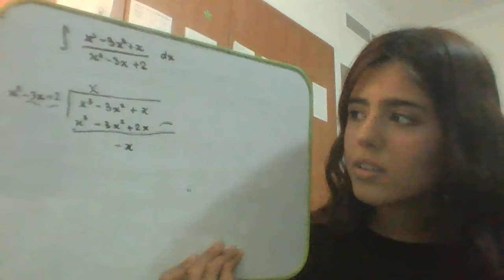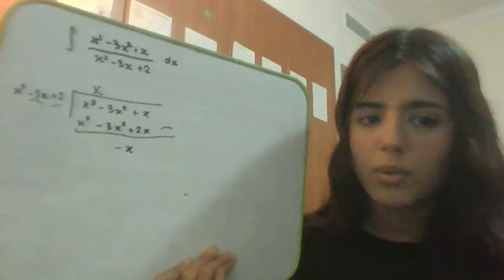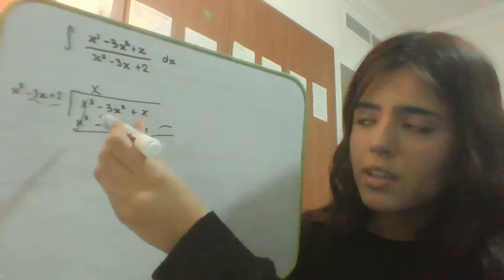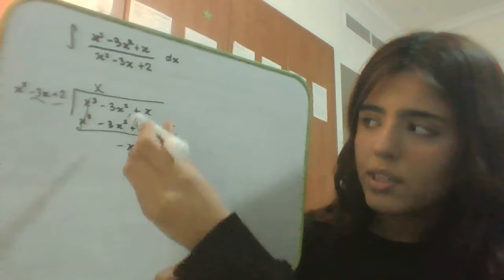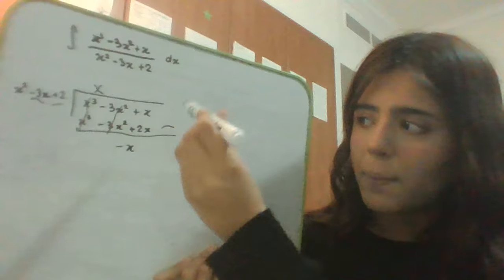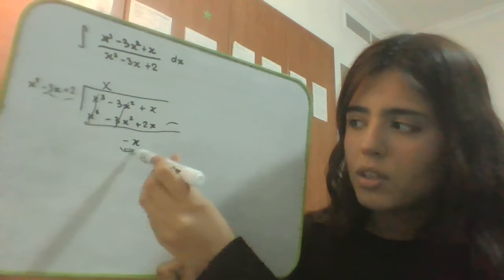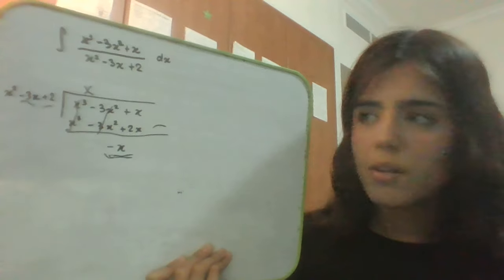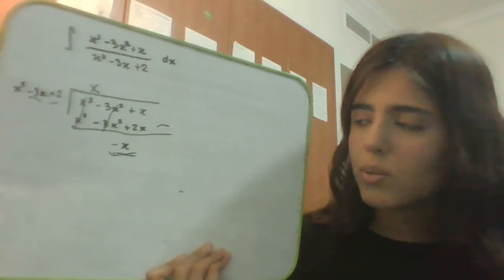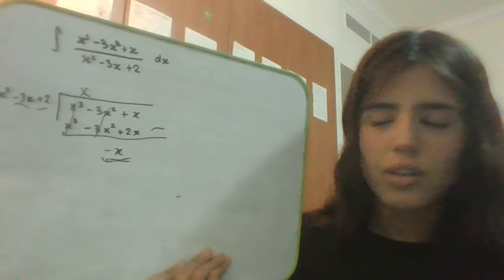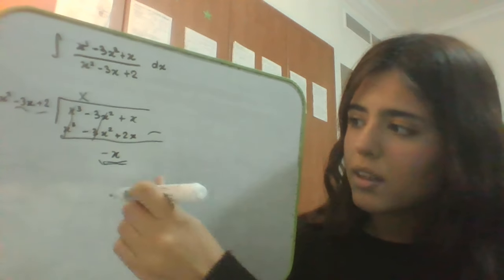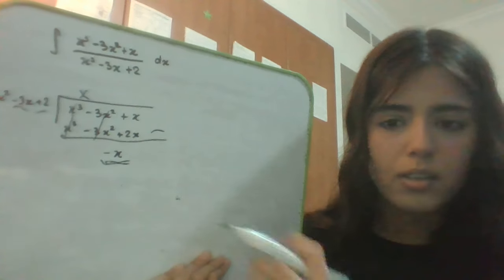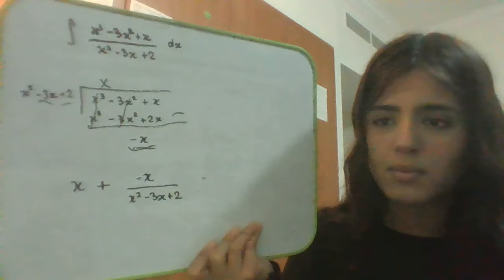Okay guys, so I quickly wrote it out and canceled what I could cancel. So x cubed minus x cubed is 0. Negative 3x squared minus negative 3x squared is 0. x minus 2x is negative x. So our remainder is negative x. Now we're going to use the remainder theorem to write this out. The way we use the remainder theorem, I'm sure you guys already learned this, is the factor plus the remainder over what we divided by. So I'm going to write that out really quickly.